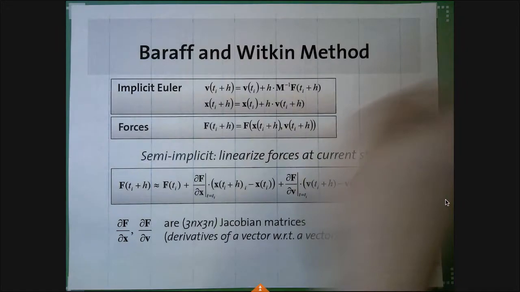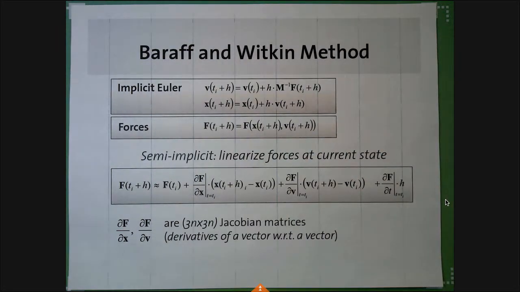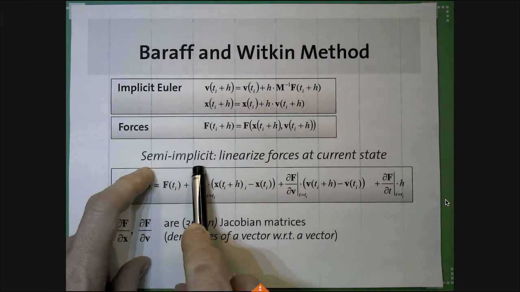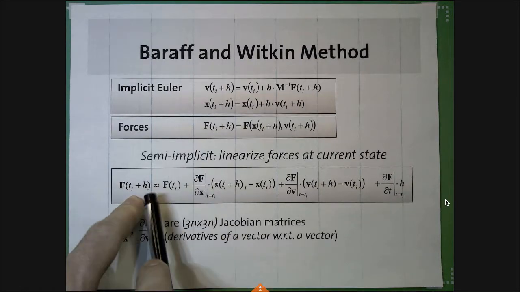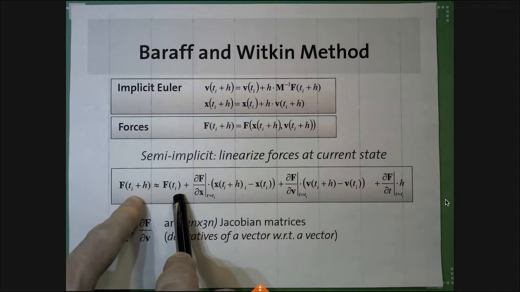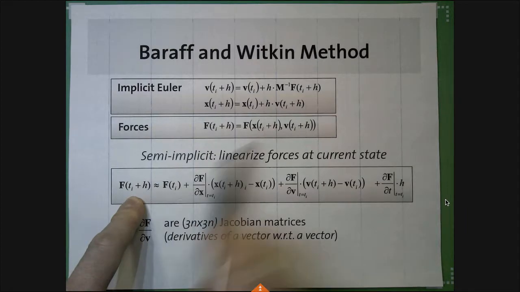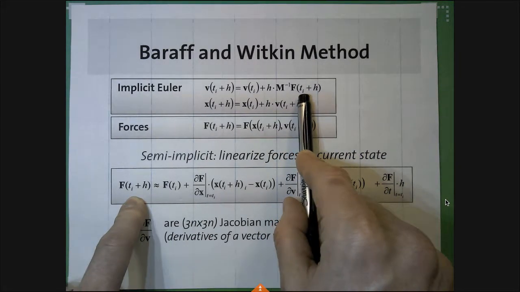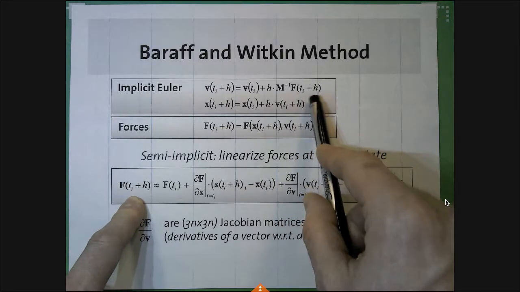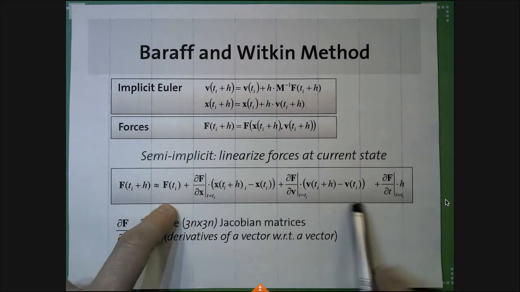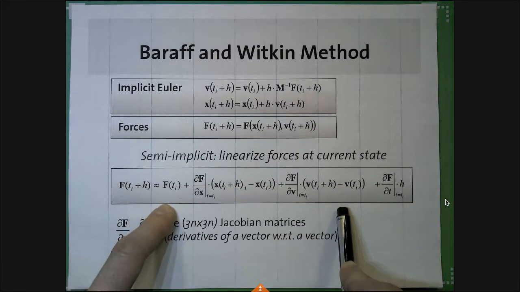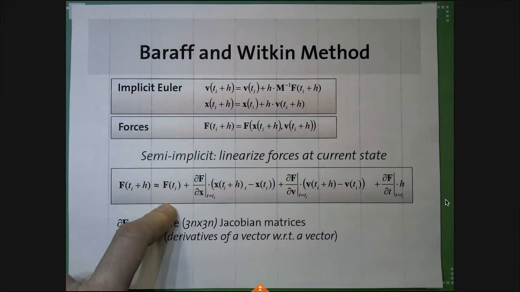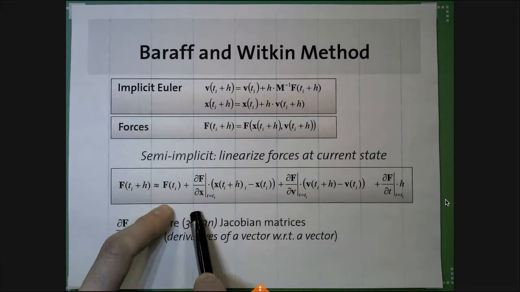The idea of Baraff and Witkin was quite simple. That's what's called semi-implicit integration. They just linearize the forces at the current state. Okay? That's the key idea here. This F is the ugly nonlinear thing, and they say, let's replace it by its first order Taylor expansion. It's a multivariate thing, so again the multivariate calculus, differentiation of functions of multiple variables, kicks in.